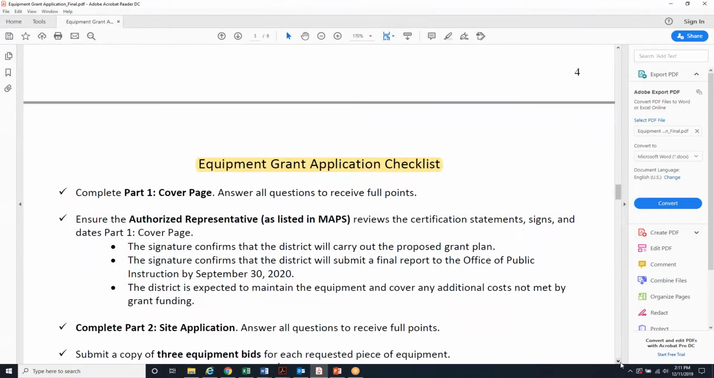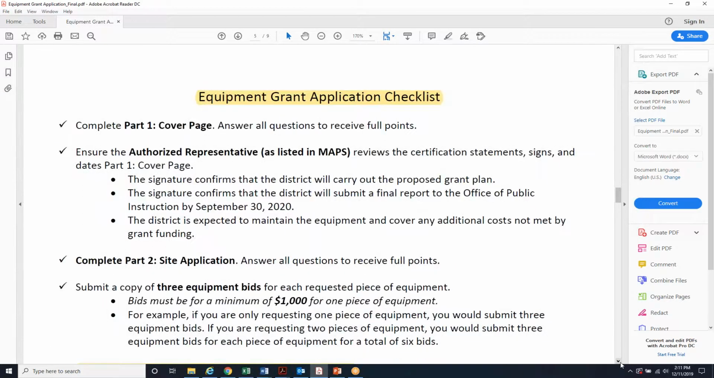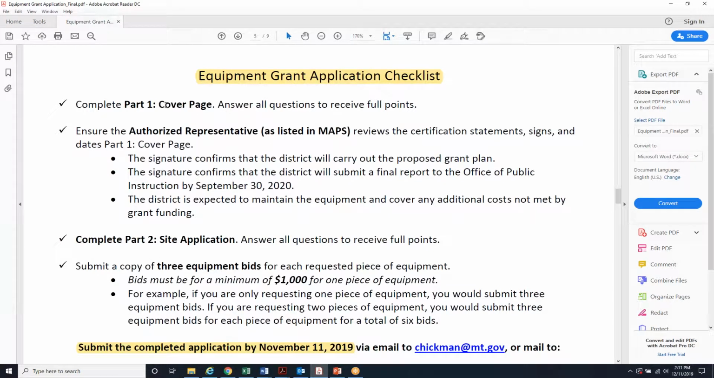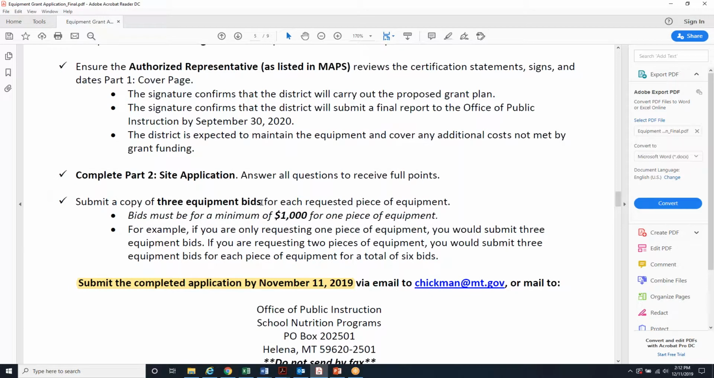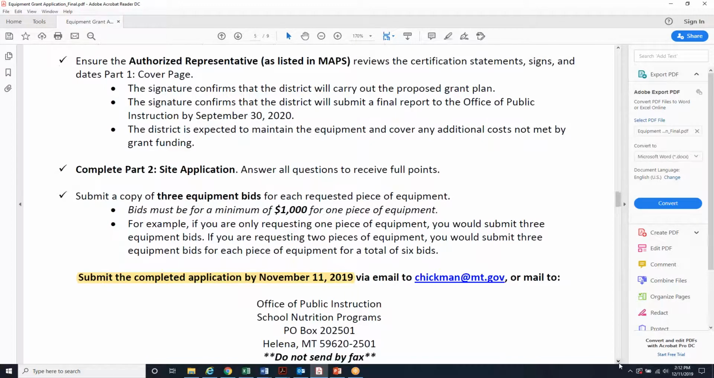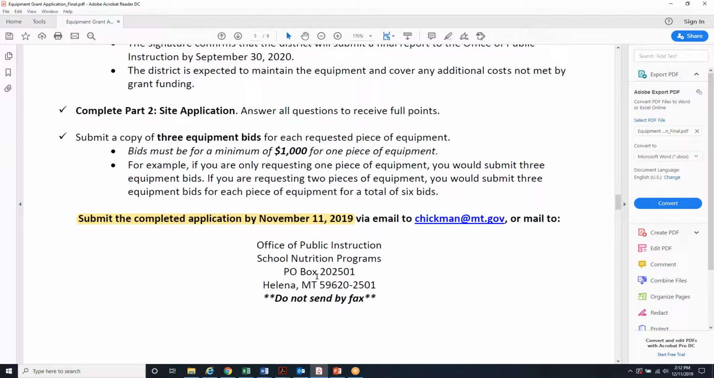And then there's a checklist. And this is the helpful guide I was talking about, because it really goes over, you make sure you complete part 1 cover page. It says answer all questions to receive full points. Make sure you have the authorized representative in MAPS, in your school district under MAPS, sign it. You complete part 2. And then you also have to submit 3 equipment bids to show that you've got some competition for purchasing the equipment, and when to submit it by and to who, and if you're going to mail it, to where. It specifically says do not send by fax. So these are key things.